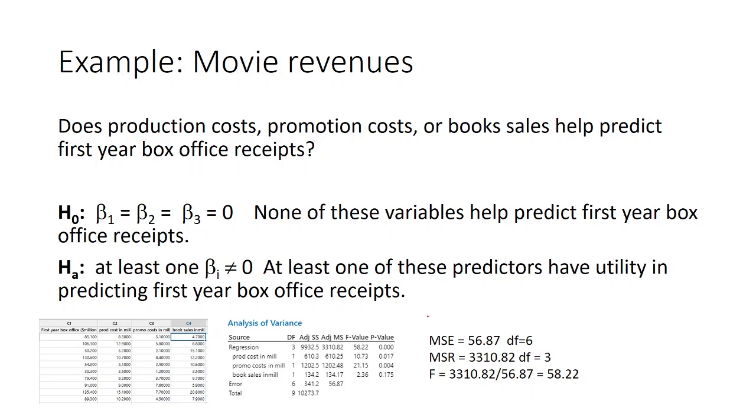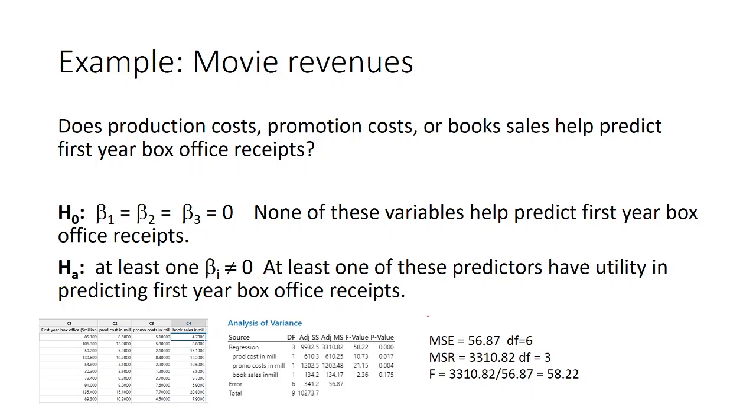So beta 1 equals beta 2 equals beta 3 equals 0. My alternative is that at least one of these beta i's is non-zero. At least one of these predictors has utility in predicting first-year box office receipts. There's no use going through all the process if none of our betas have any utility. So the overall F test is one of the first things you do after you do your residual analysis and stuff.